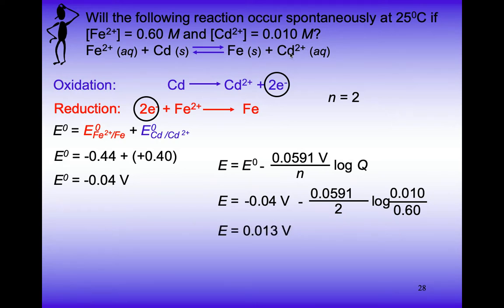So when we do the math, we get a positive 0.013 volt value for our cell potential. So having these different concentrations actually made a non-spontaneous reaction spontaneous. The cell potential is now greater than 0, so it's spontaneous.